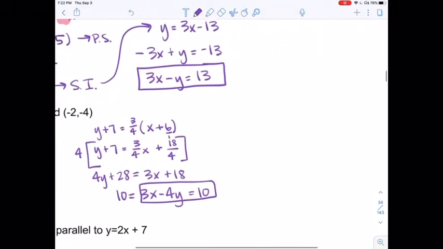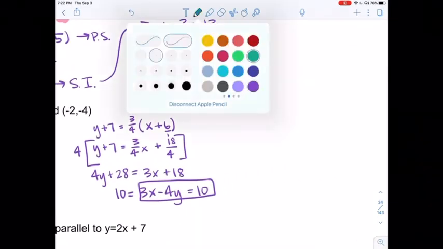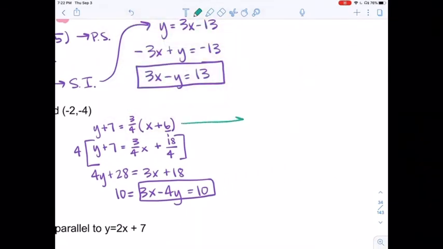Now, one thing that I want to show you, and I'll switch colors here, is if we have this, so y plus 7 equals 3/4 times x plus 6, you can actually go ahead and multiply by 4 here.